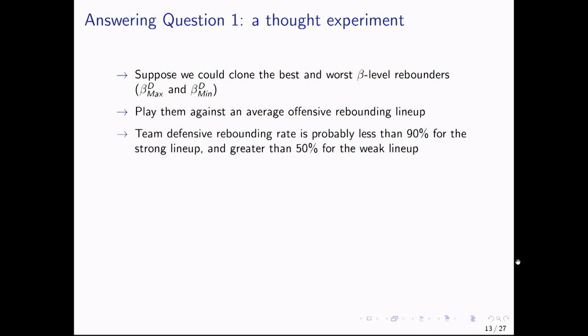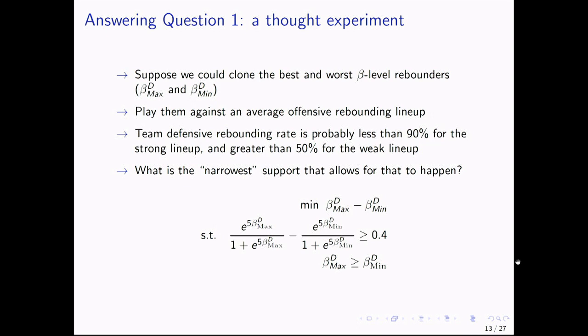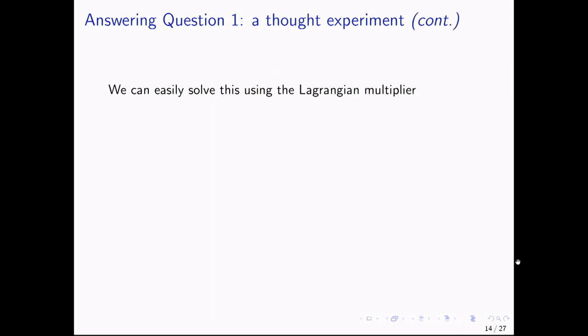But what we can say, heuristically, is that the strong lineup probably isn't grabbing more than 90% of the rebounds, and the weak lineup is grabbing at least 50% of them. And if you look at the empirical data, this actually seems like a very cautious estimate. And we want to know how narrow we can make the difference between the strong one and the weak one. So you can reformulate this as an optimization problem, where we're trying to minimize the cloud size while allowing enough variability to express the probabilities. And we can solve this really easily using a Lagrangian.